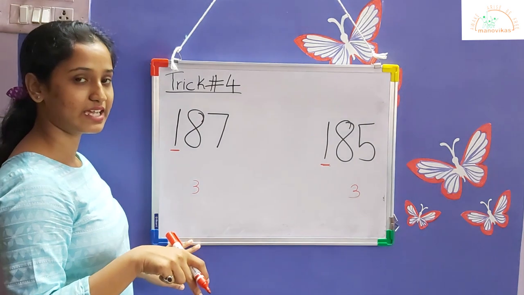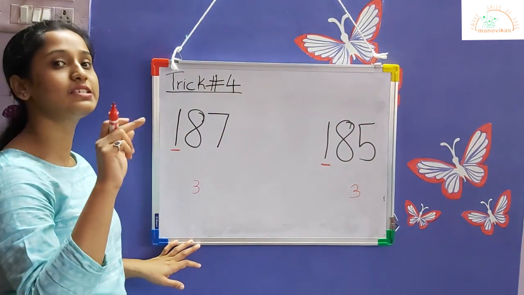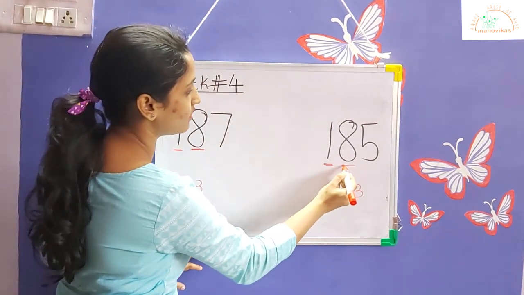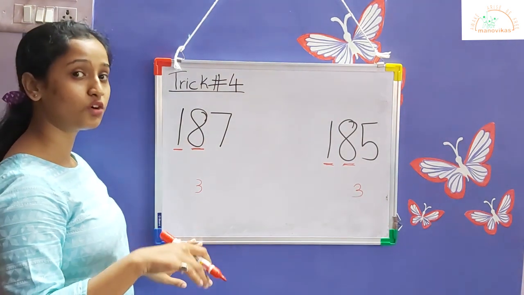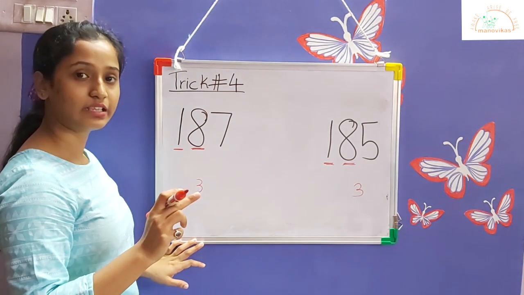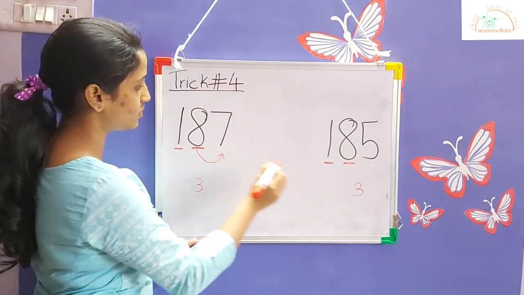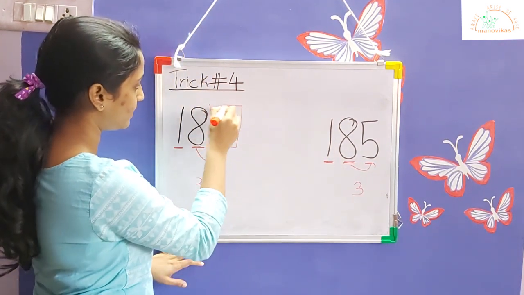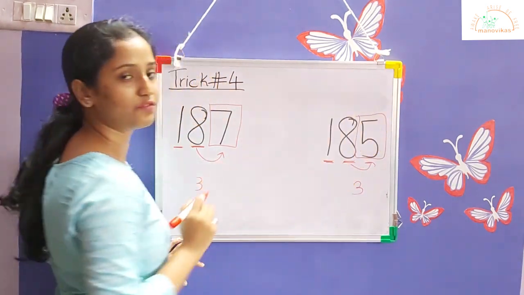The third trick says that if the first digits are equal, then compare the second digit. The second digit is 8 here and 8 here as well. So the third trick is also not working. Now the fourth trick says to keep on applying trick 3 till you get the greater number. So from here we move on to the third digit. Here we have got 7 and here we have got 5.